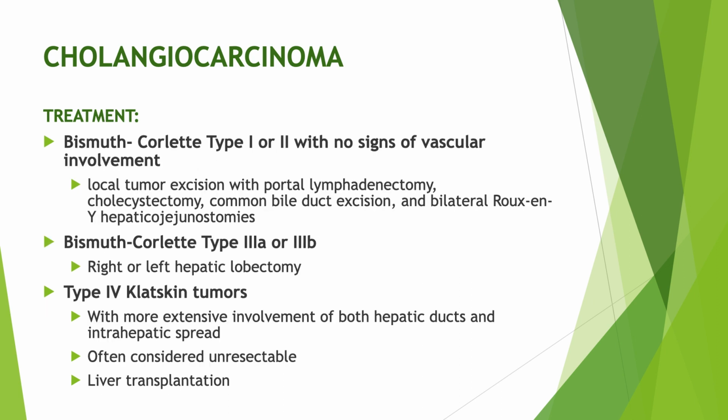For Bismuth-Corlett type 1 or type 2, with no signs of vascular involvement, local tumor excision with portal lymphadenectomy, cholecystectomy, common bile duct excision, and bilateral Roux-en-Y hepaticojejunostomy is a surgical procedure. For Bismuth-Corlett type 3A or 3B, it could be right or left hepatic lobectomy. And for type 4 Klatskin tumors with more extensive involvement of both the hepatic and the extrahepatic duct, these are often considered unresectable and liver transplantation is the only option.